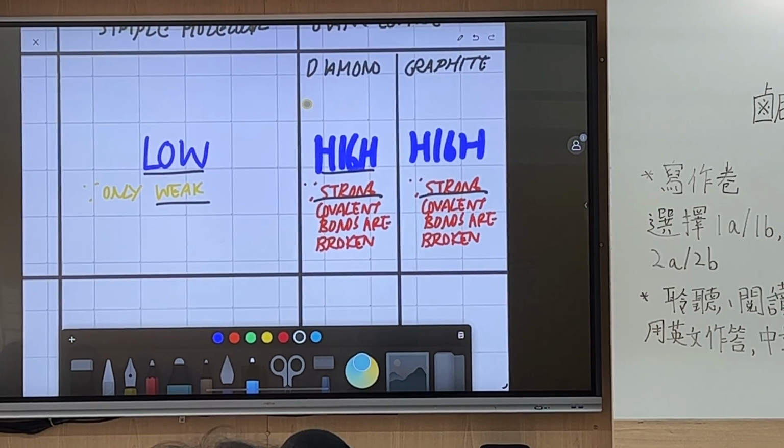Because I already made the figure, only weak intermolecular forces are broken. So no wonder they have low melting point.